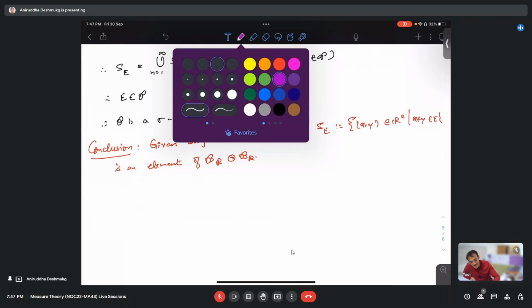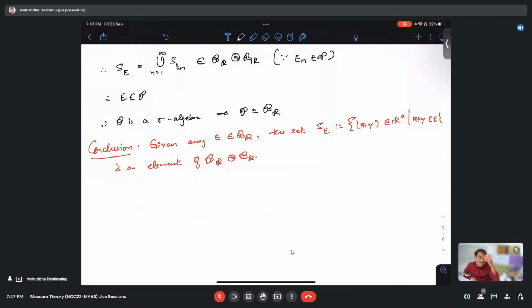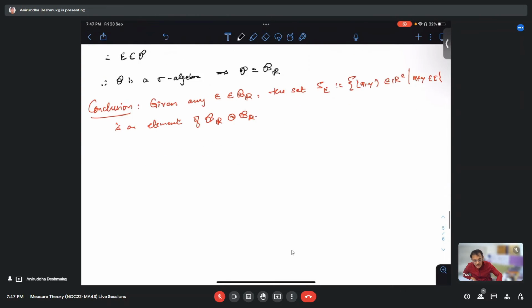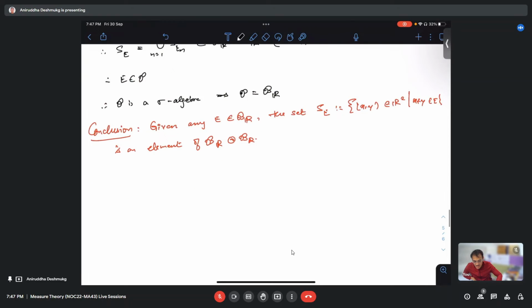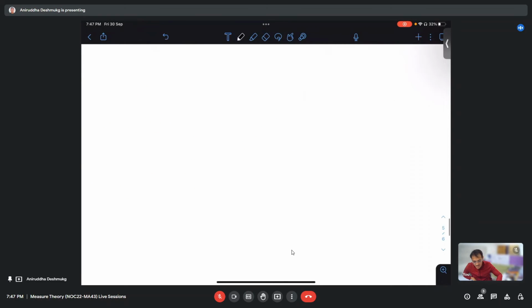So one can ask a question whether BR cross BR is same as B of R2. That we will not discuss at least today. It is one of the assignment questions. We want you to try it yourself. And if you are not able to do, we can discuss it next time. Okay, so this was one of the things.